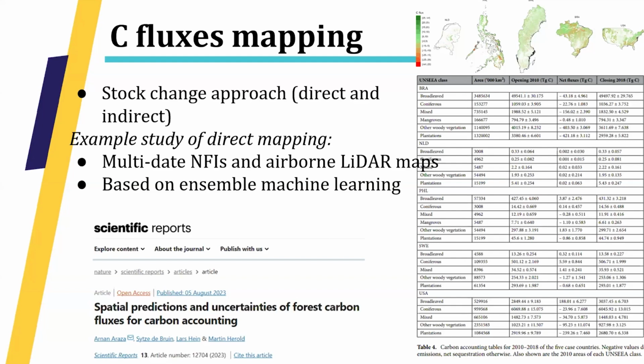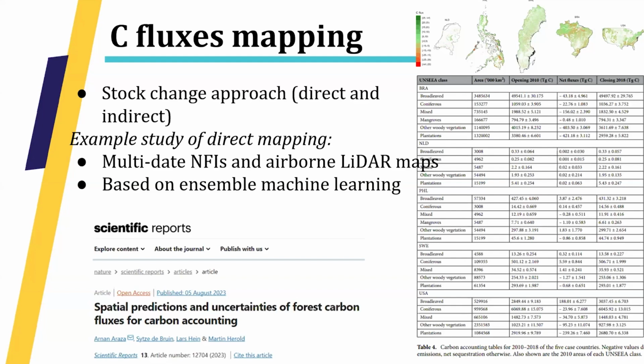So here you see some examples of the 5 countries. Green means sequestration. You have net sequestration over the last decade. And so imagine the power of these maps. You can see hotspot maps of where the emissions are, where the sequestration is.